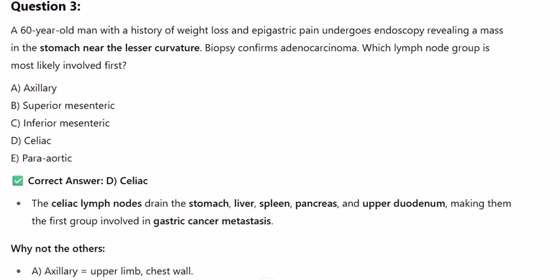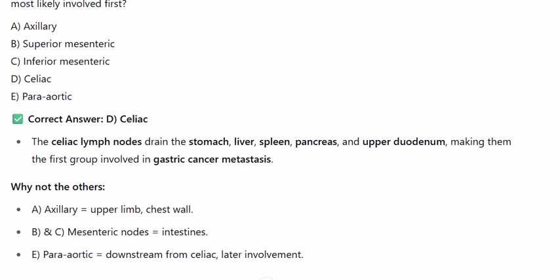The celiac lymph nodes drain the stomach, liver, spleen, pancreas, and upper duodenum, making them the first group involved in gastric cancer metastasis. Why not the others? A. Axillary: upper limb, chest wall. B. and C. Mesenteric nodes equals intestines. E. Paraaortic: downstream from celiac, later involvement.